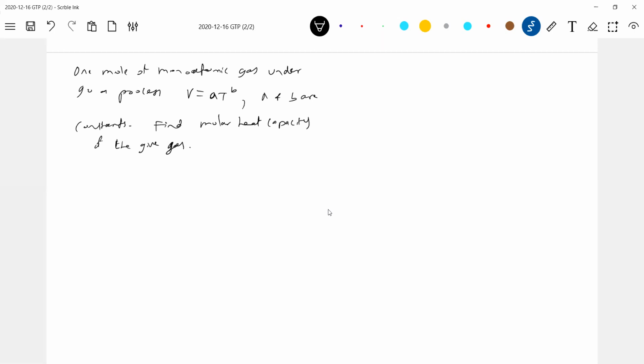Look at it now, the volume is proportional to temperature like this. So he's asking now, get an expression for the molar heat capacity. See, in any process, C equal to Q by N delta T. There's a generalized formula, do remember, dQ by N dT. It all depends upon the situations.